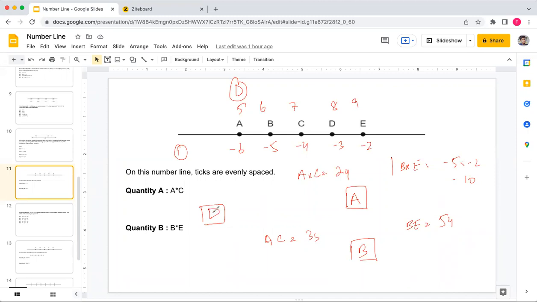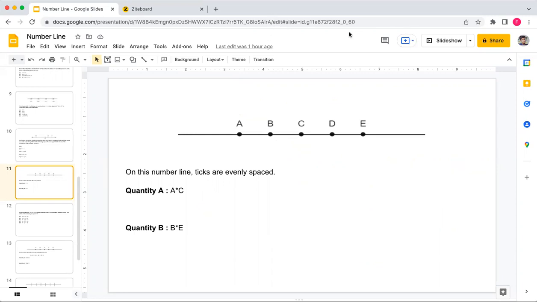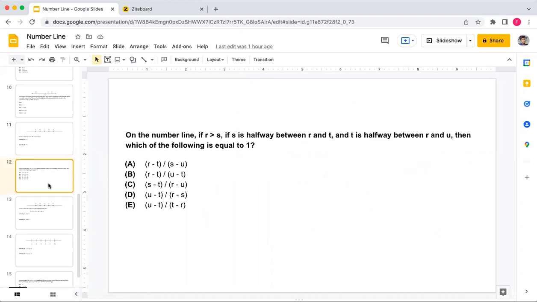Right. Okay. Yes, just solve this question. This is an interesting question.